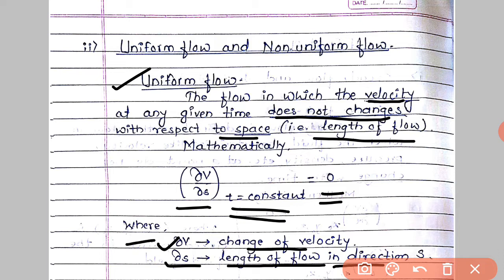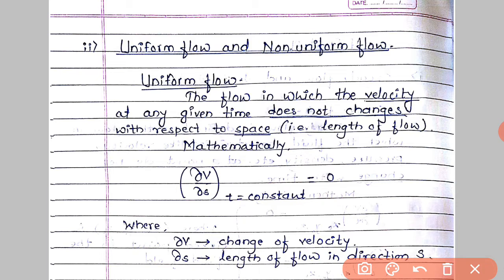So in uniform flow, the velocity does not change with respect to space, that is, velocity at a given time does not change with respect to space. So velocity is constant throughout the flow, which is called uniform flow.